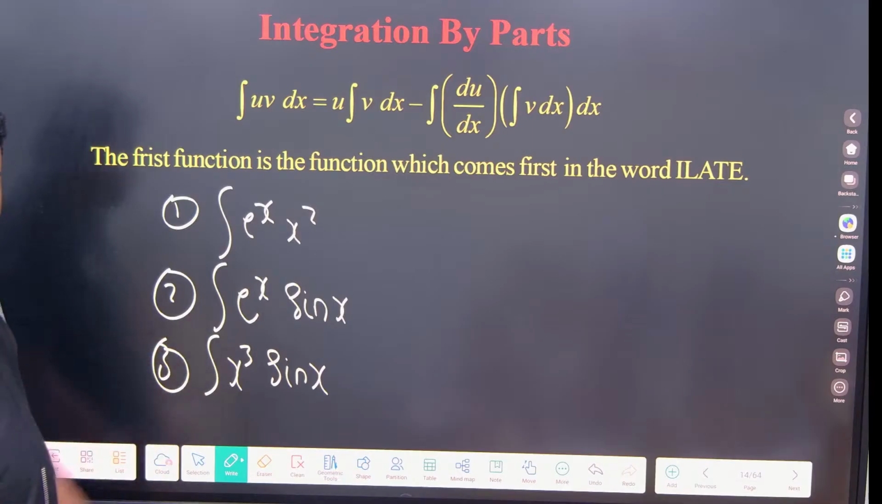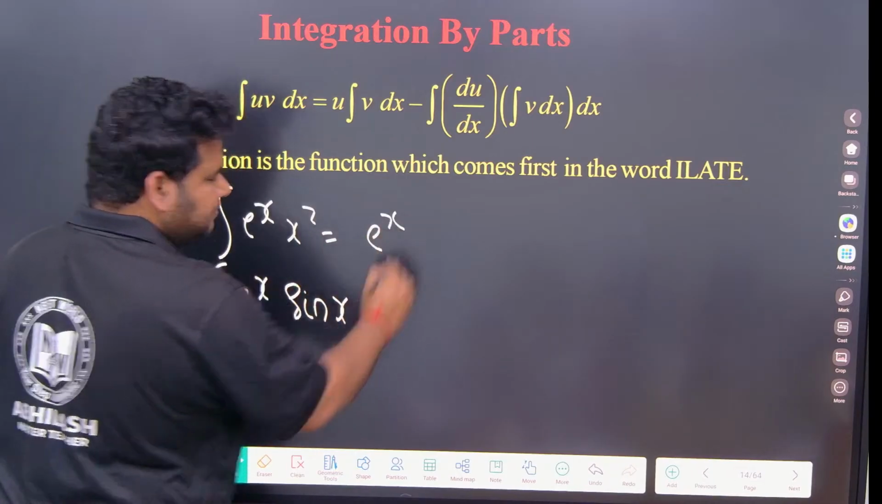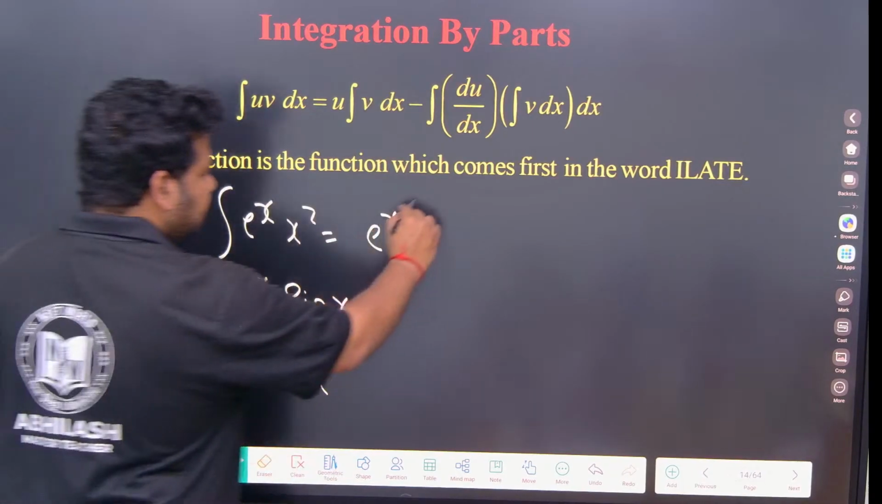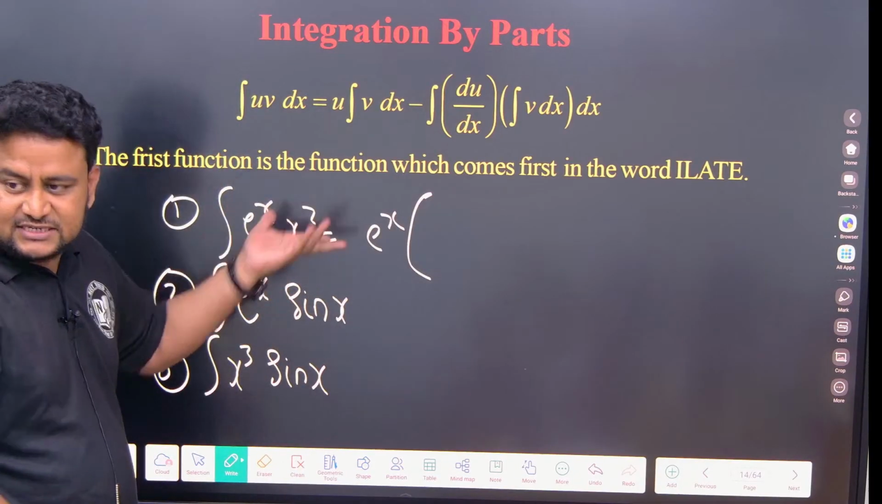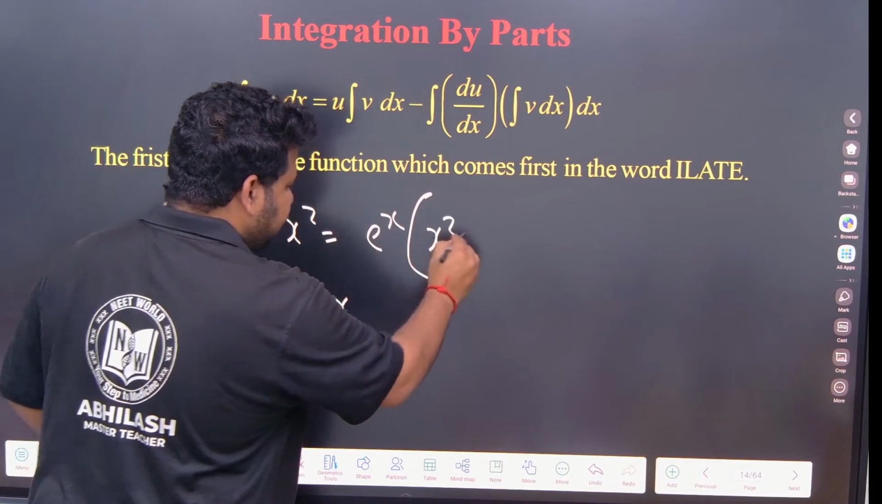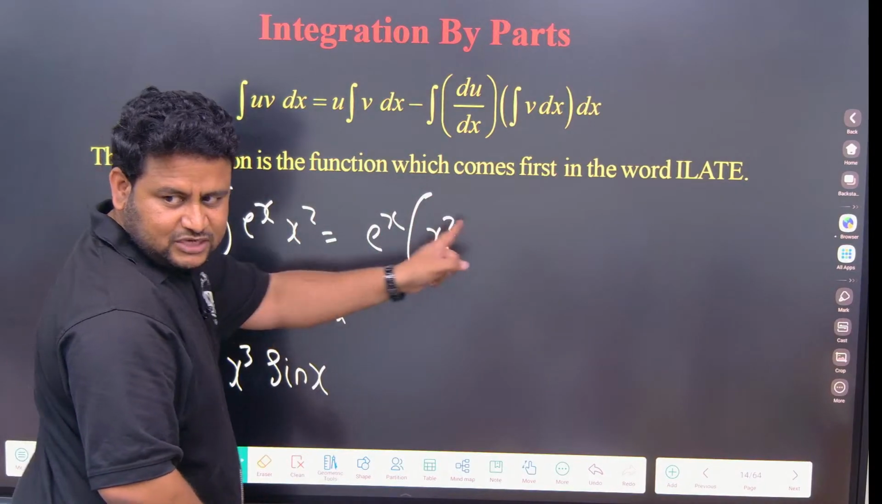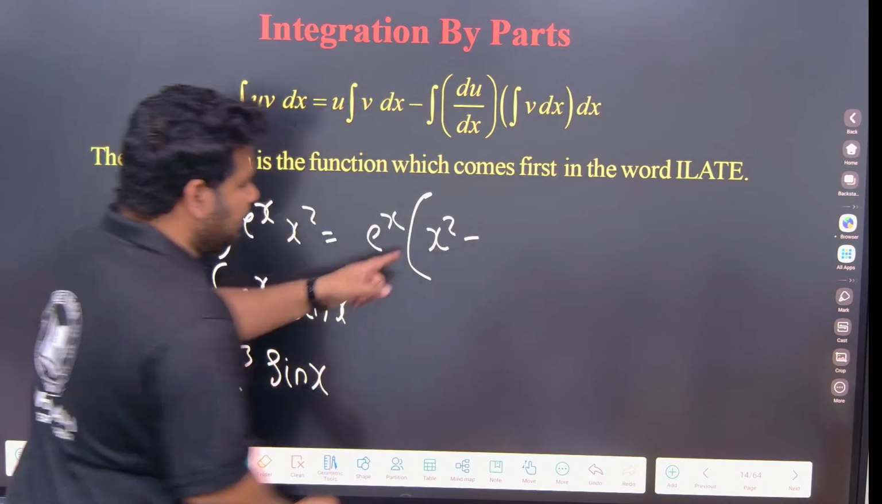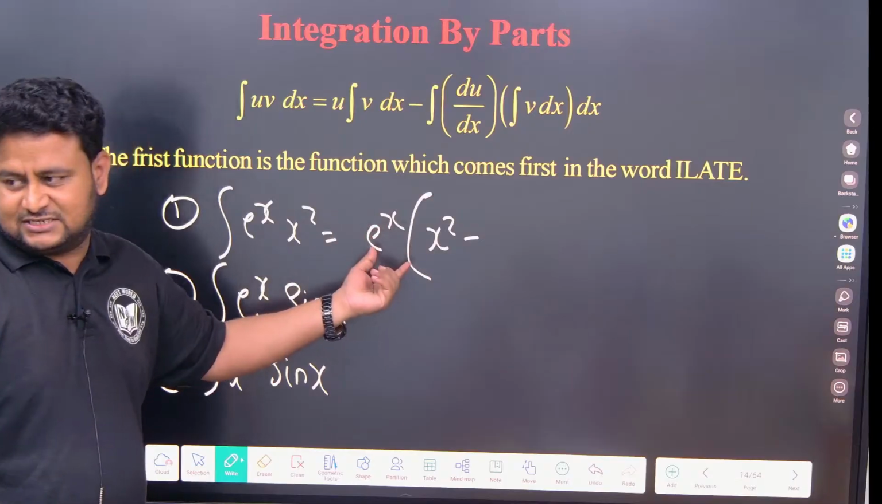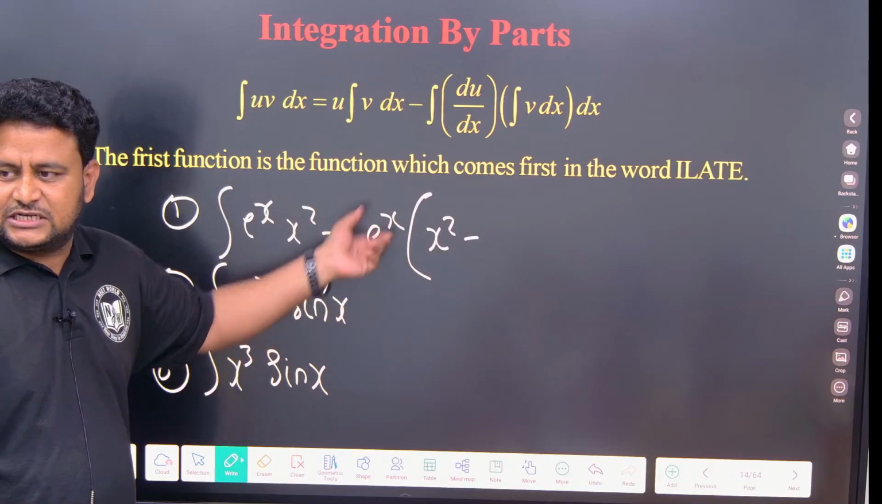That means first we will write e power x as it is. Then the second function I will write as it is, that is x square as x square. Here I should write plus. Next comes minus. First you write the function as it is.